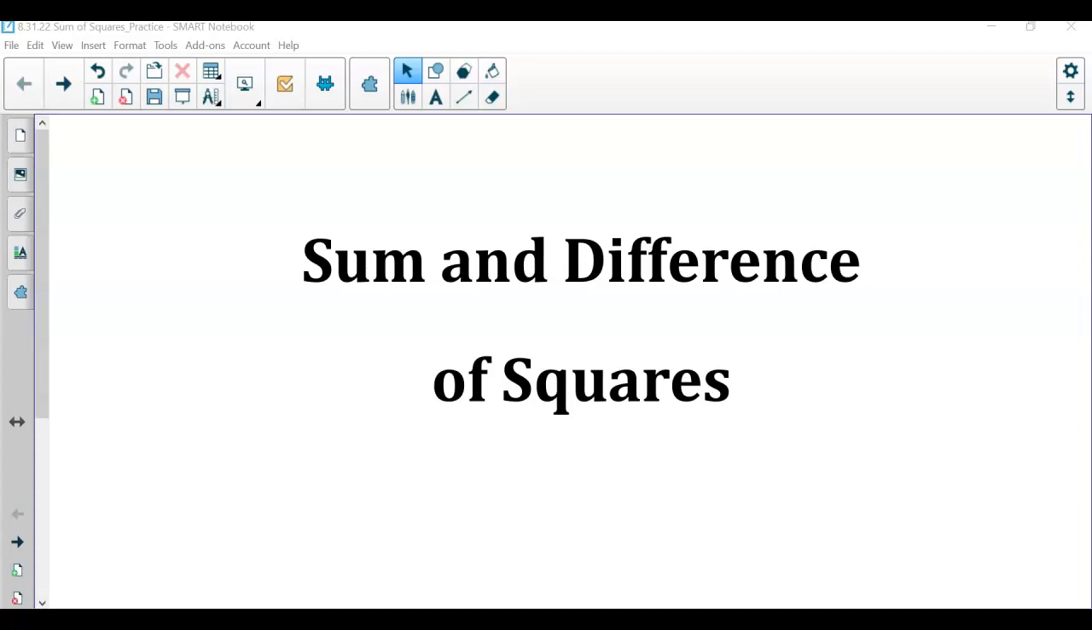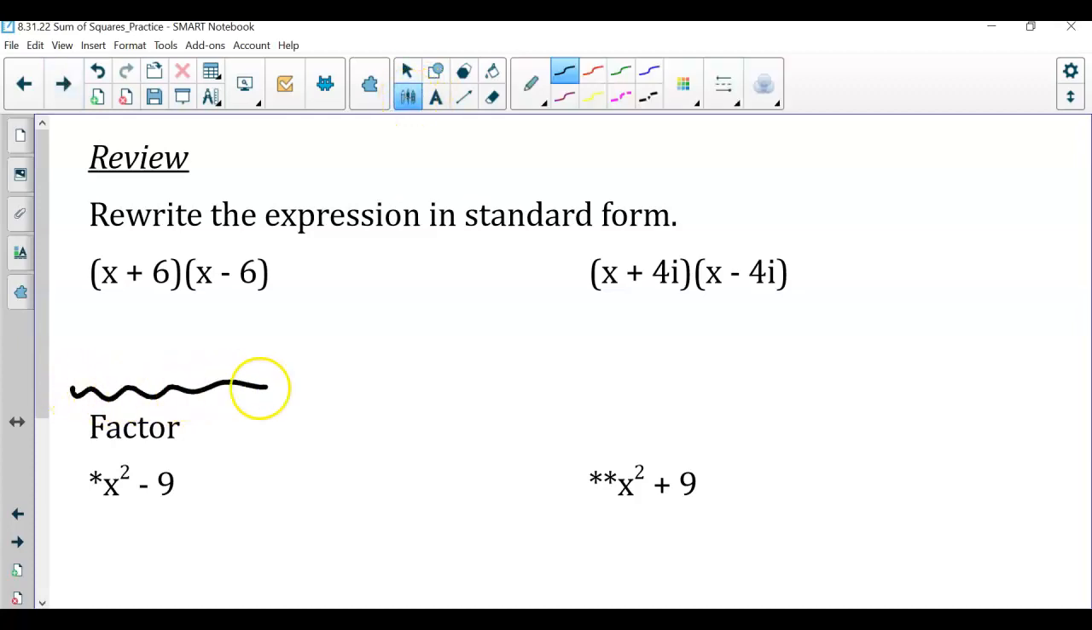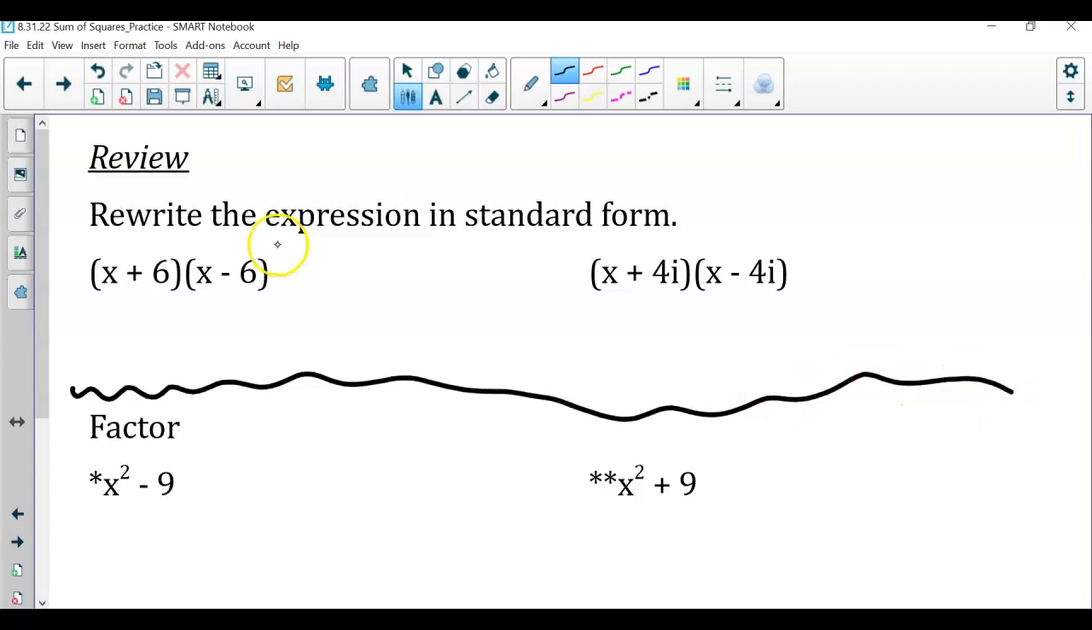In this video, I'll be going over the sum and difference of squares, as well as some practice problems on these types of problems, as well as dividing complex numbers. Before we get started, go ahead and just do these two review questions. So pause the video and do the two review questions here that are above that line that I drew, and then let's see what you get.